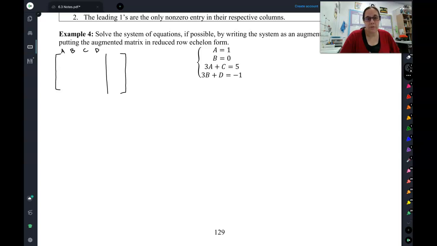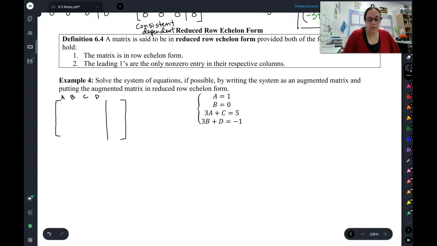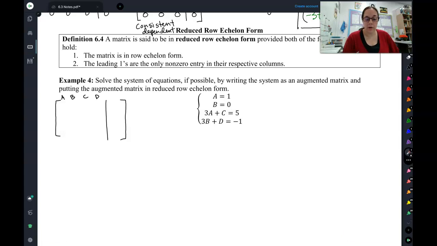Let's take a look at example 4. Now, you may notice very quickly in example 4 that we could easily solve this by plugging A into here to solve for C, and plugging B into here to solve for D. However, you will notice in the instructions it says by writing the system as an augmented matrix and getting it into reduced row echelon form.